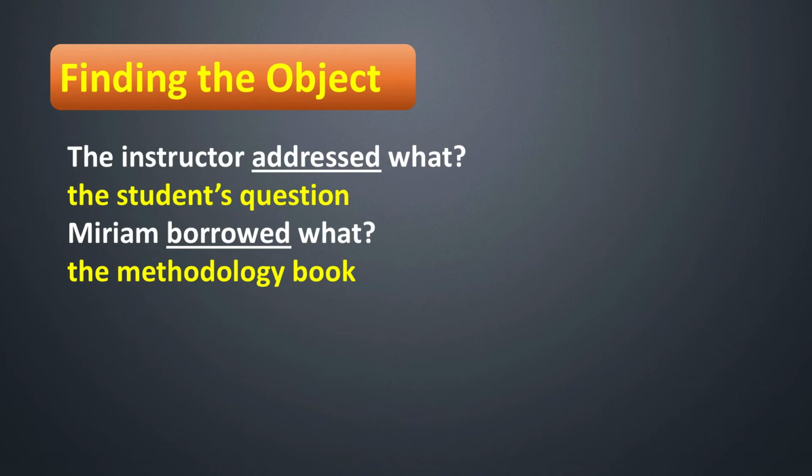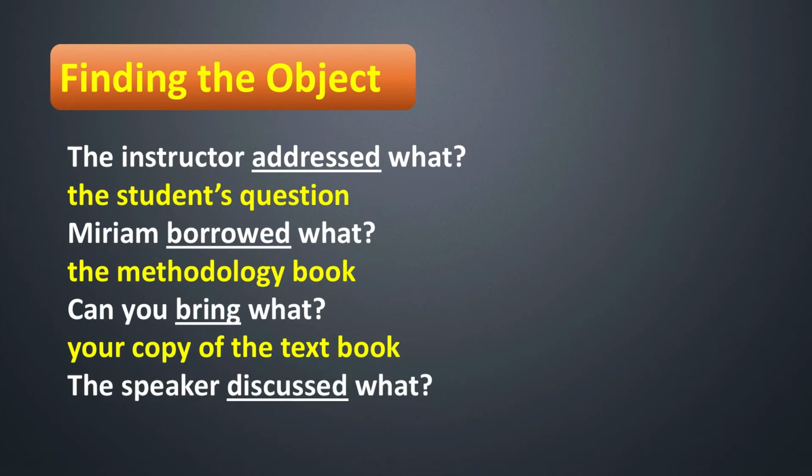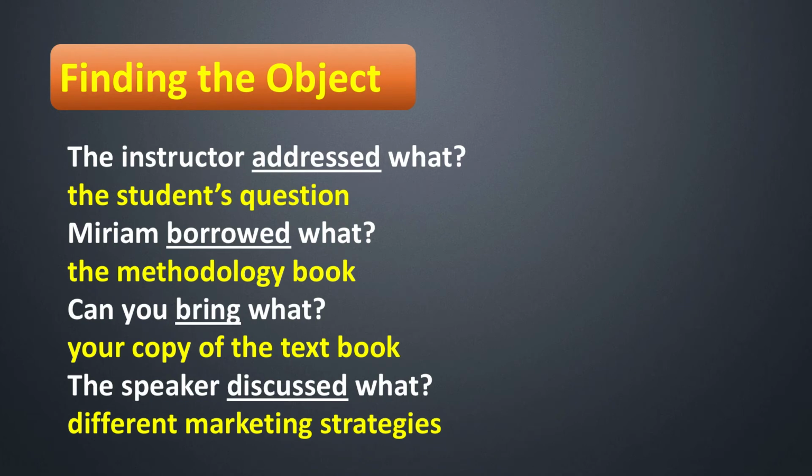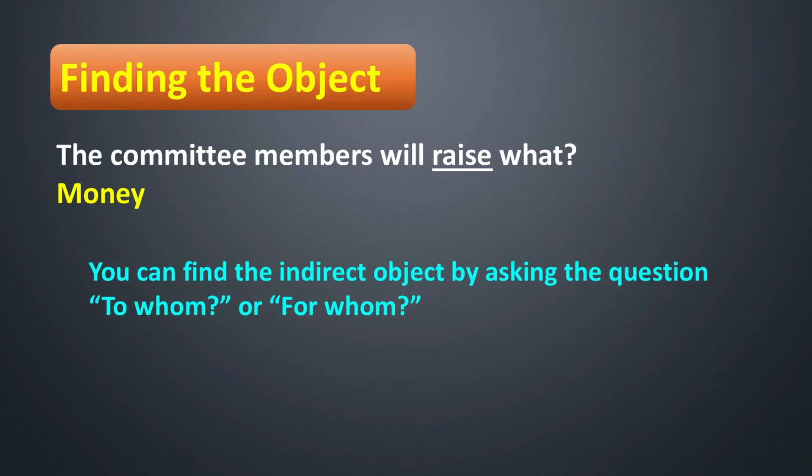So you can figure out the direct object by using this question format: the subject did what? Can you bring what? Your copy of the textbook. The speaker discussed what? Actually, he discussed different marketing strategies, right? The committee members will raise what? Money. Money is the object.